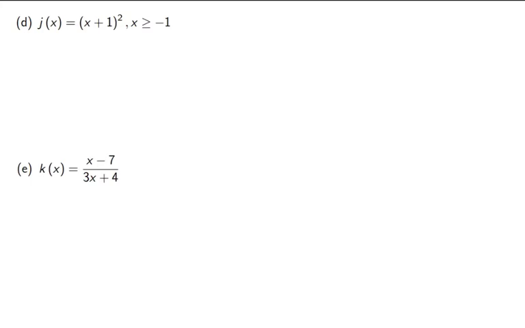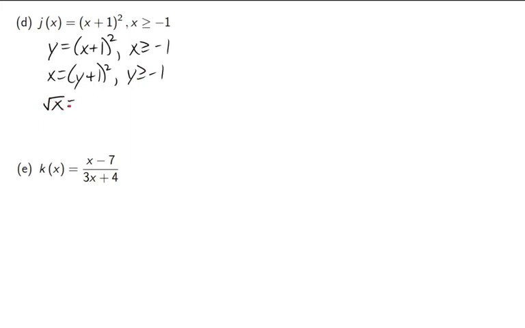Here is the reverse of the idea that we just did a moment ago. There is a domain restriction because if that wasn't there, we wouldn't be able to take the inverse. Let's go through the steps. Y equals x plus 1 squared, x is greater than or equal to negative 1. Switch the roles of x and y. And now we've got y is greater than or equal to negative 1. We take the square root of both sides.